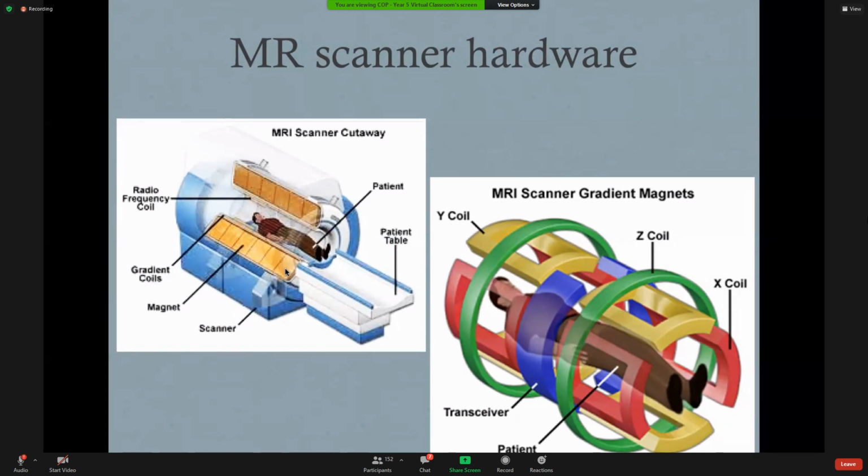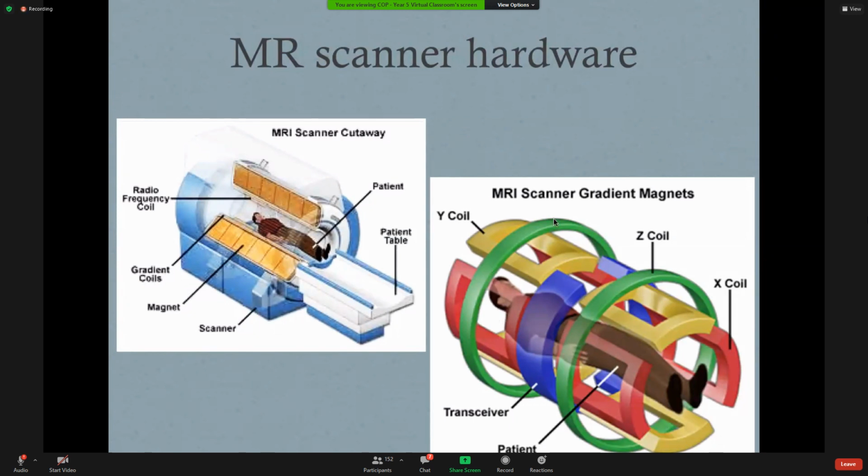We talked about the main magnetic field, which is this part here. But inside the main magnet, there are actually different coils, and each one of them is acting as a source of waves. We will talk about that in a bit. These are arranged in 3 different directions. One is known as the X, one as the Y, and then the Z, which is along the longitudinal axis of the patient.